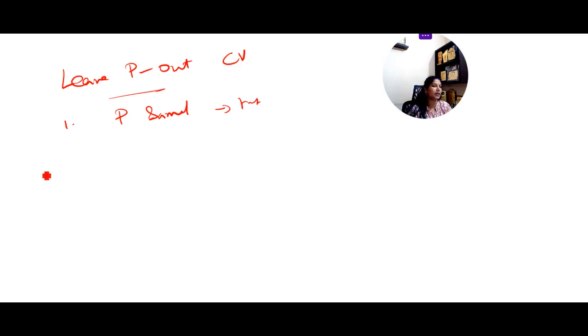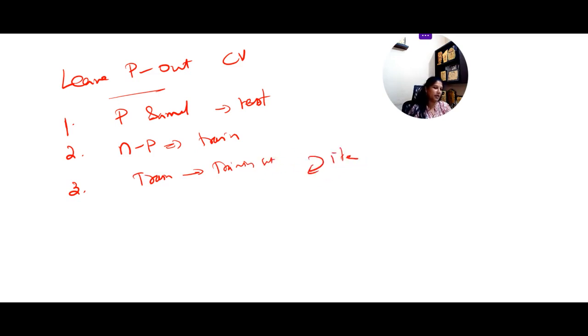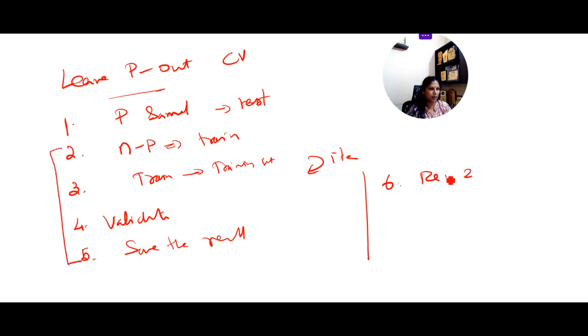Now here let me go with the algorithm. The first one, as I have already said, is to choose P samples from the data set, which will be our test data. The next one, the remaining n minus P, would be training data. Next, train the model using the training data set. On each iteration, a new model must be trained. Next, validate it, and save the model or the result. And coming to the main thing, repeat 2 to 5.